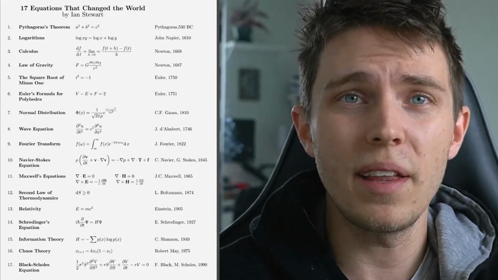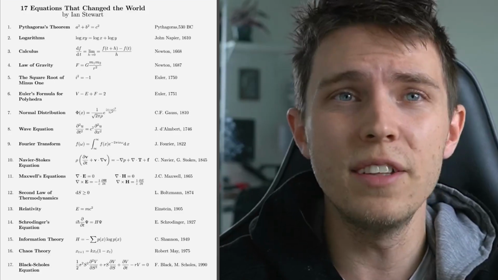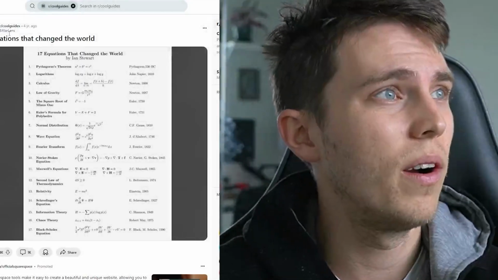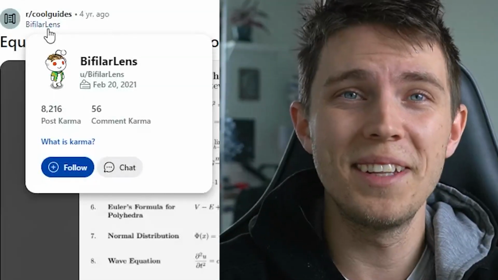This is the paper that I used. It's by Ian Stewart, and I found it from user Bifler Lens on Reddit.